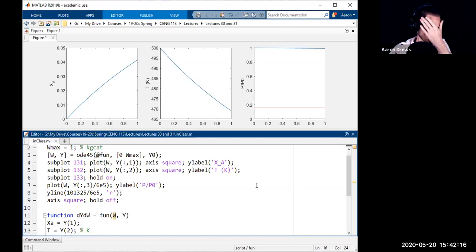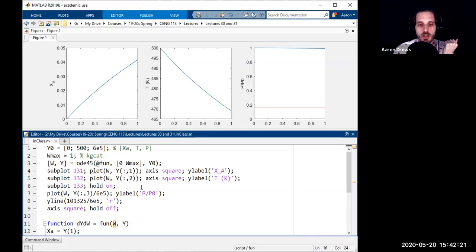Right, and now we can play the game of what is happening inside of our system. Well, the first thing that we can check is what we had anticipated earlier. One of the first things that we had said was, had this system been isothermal and isobaric, we would have expected complete conversion of A.